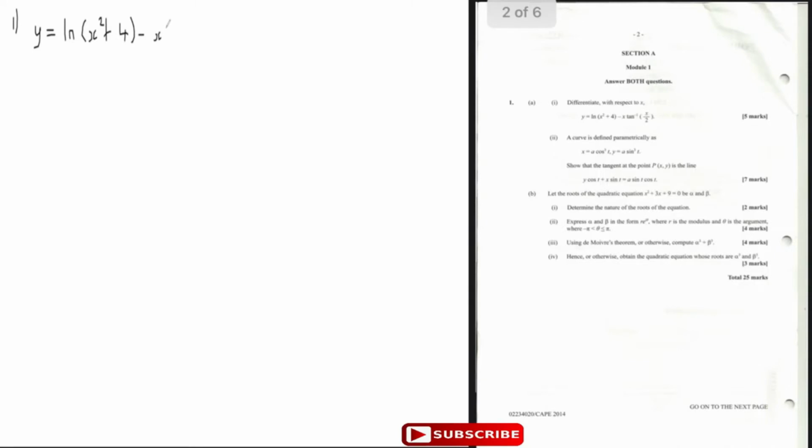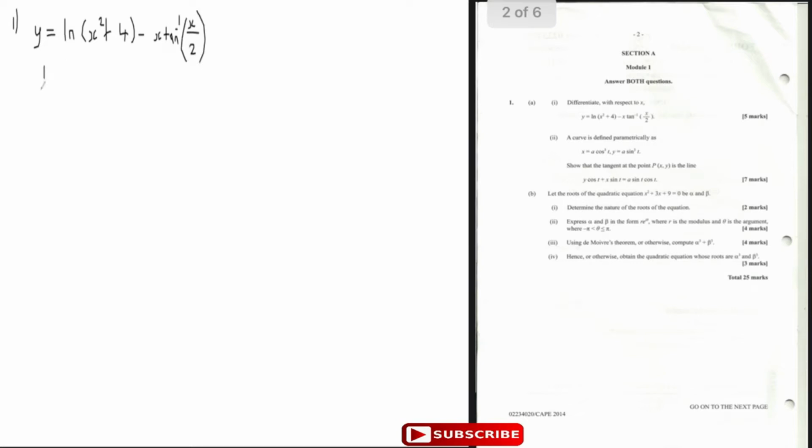First part of question one, it says differentiate with respect to x. Cool. So it tells us that y is equal to ln(x squared plus 4) minus x tan inverse of x over 2. Nice and easy. All right, so this is y. So now we're asked to differentiate this, so we need to find dy dx.